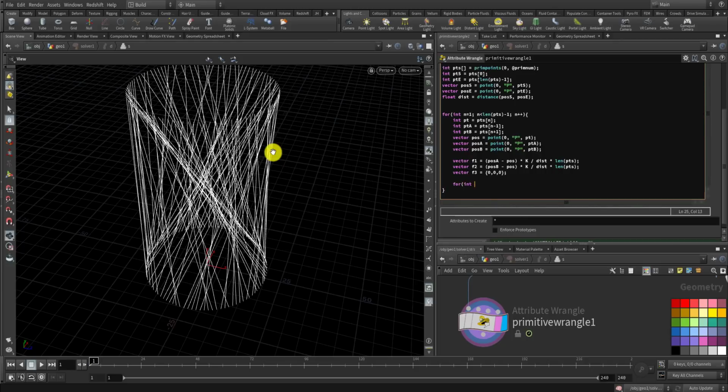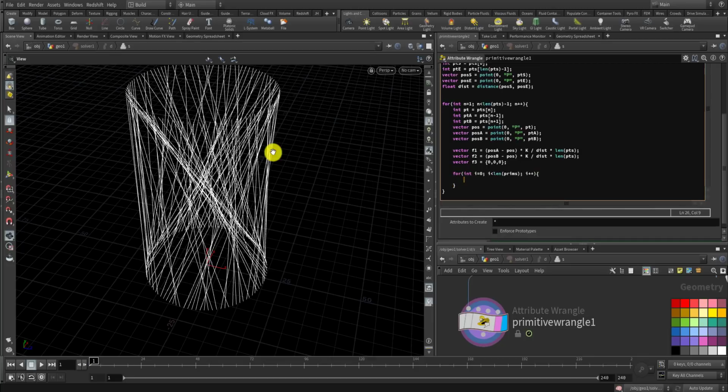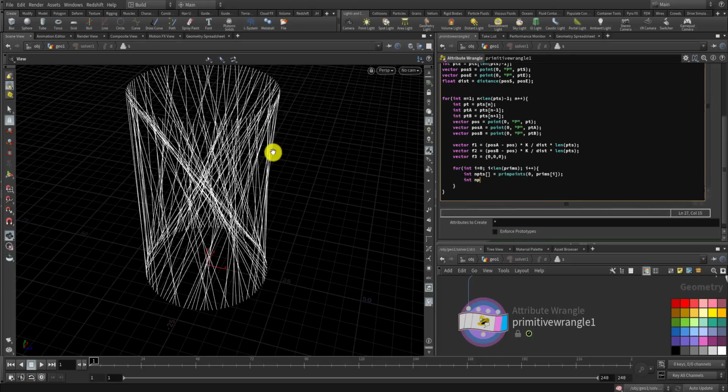Now, for each primitive, each possible compatible pairs, compatible target primitive, I'm gonna have to make a spring. So gonna loop through all the prims, which is a compatible list of primitive, get the list of points for each target primitive. And then npt to be npts. And vector npos to be point. Right.